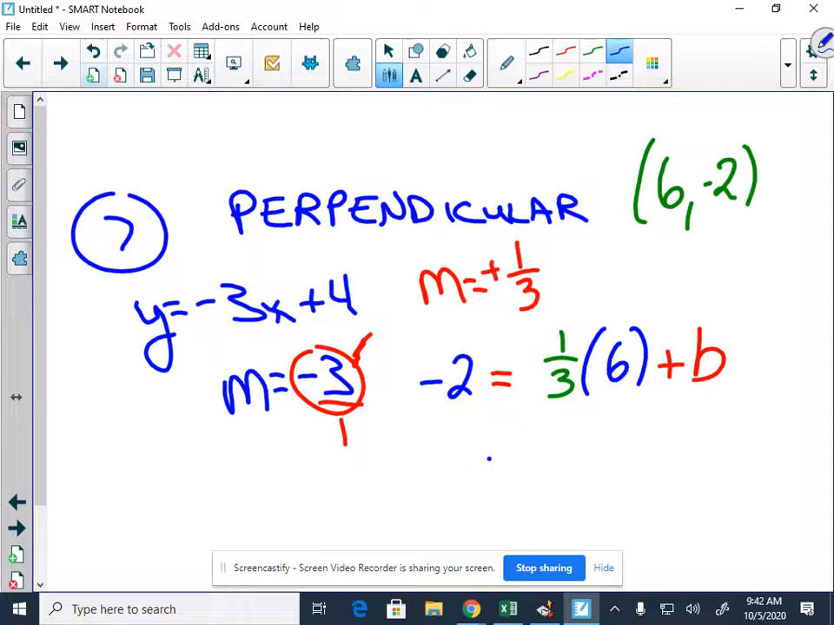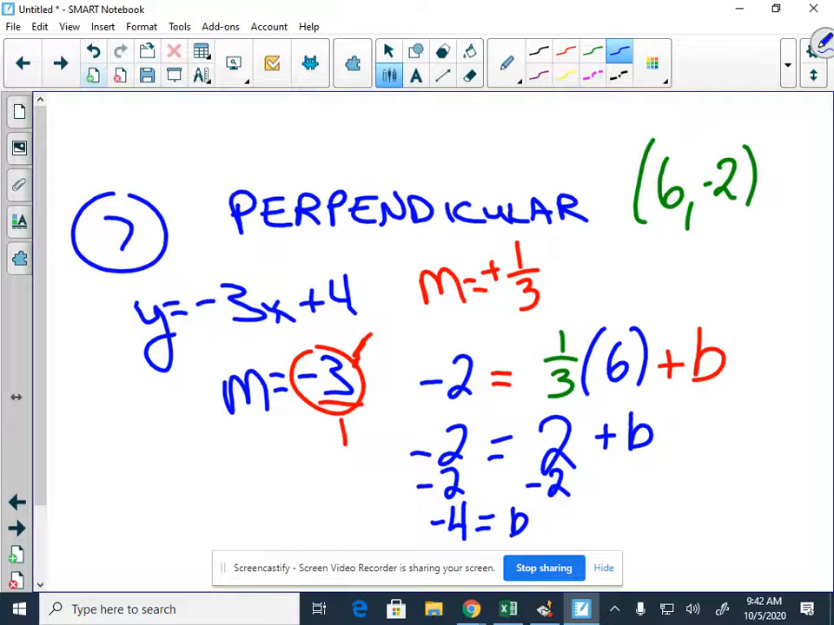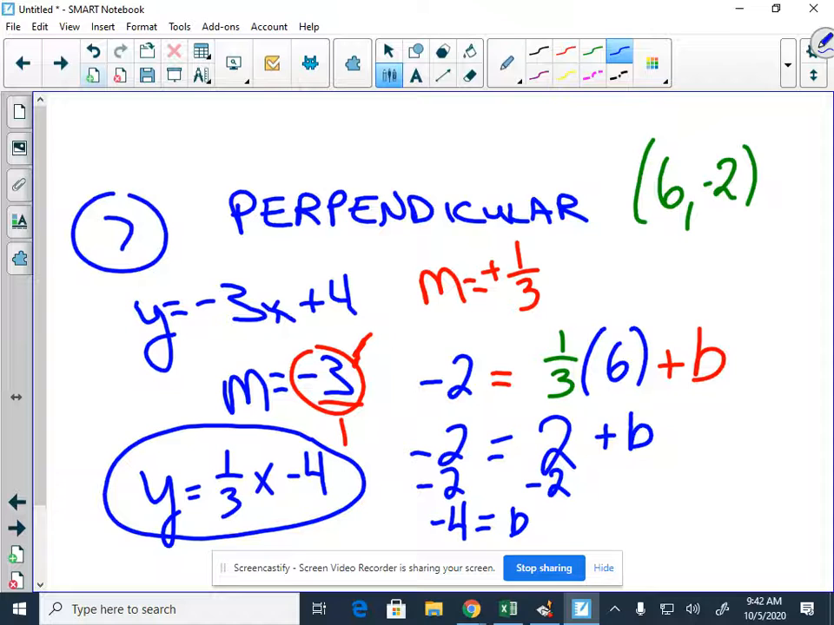What's 6 divided by 3? 2. All right. Now we subtract 2. And b is -4. Y equals 1/3 x, subtract 4. On those last 4, you just have to say if you believe they're always, sometimes, or never true. You can try those, but make sure you finish the other ones. Turn this in on Classroom when you're done.